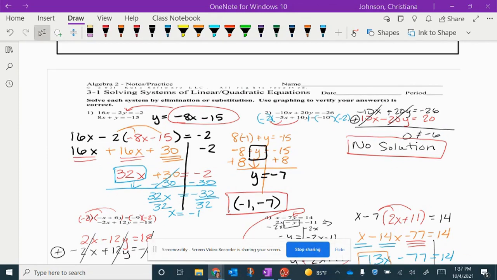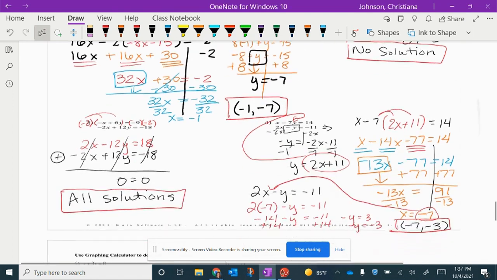On problem number 2, we're going to use elimination. The best thing to do would be to add 20y to its opposite, negative 20y. So we multiply everything by negative 2, which changes the second equation to positive 10x minus 20y equals positive 20. When we add down, both our x and y are eliminated, making 0 on that side. On the other side, we have negative 26 plus 20, which gives negative 6. Since 0 is not equal to negative 6, there's no solution.